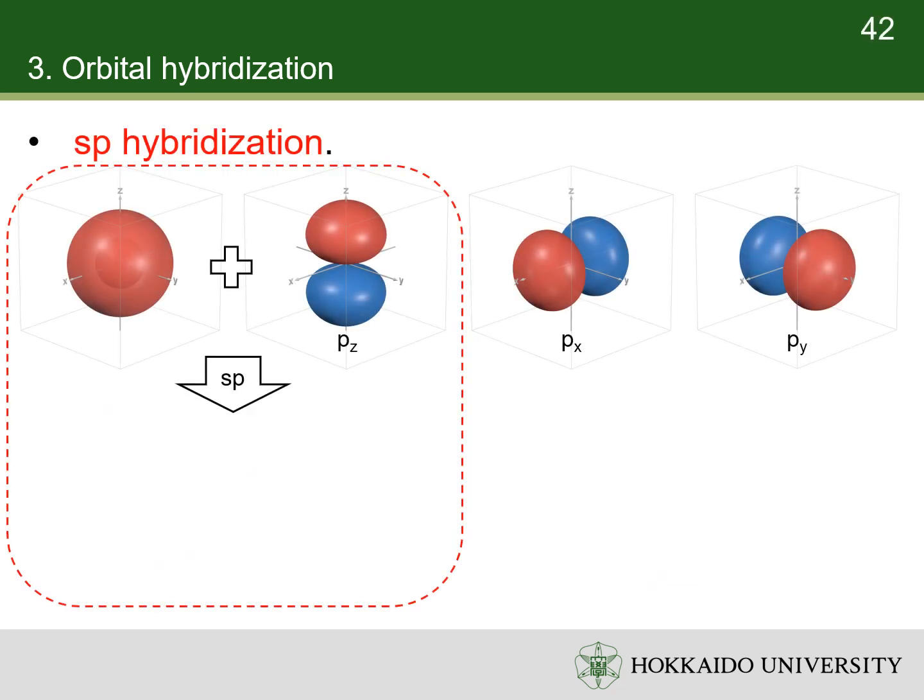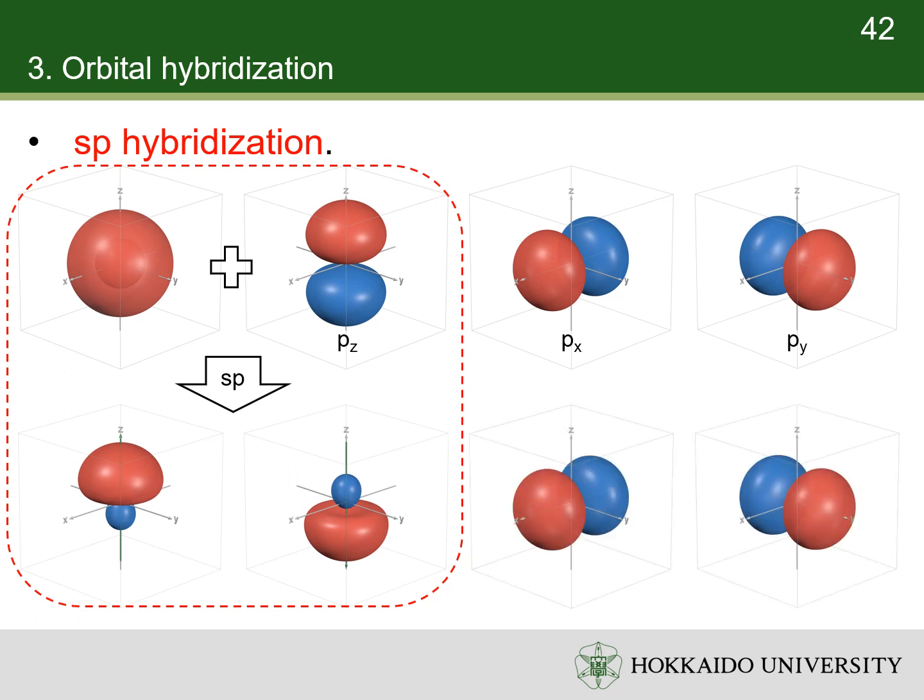In the case of sp hybridization, the s orbital is mixed with one of the 3 p orbitals, usually denoted pz, resulting in 2 equivalent sp orbitals and 2 remaining p orbitals, px and py. The sp orbitals are cylindrically symmetric with respect to the z-axis. They have an angle of 180 degrees between each other. An sp hybrid orbital can overlap with one orbital from another atom to form a sigma bond.